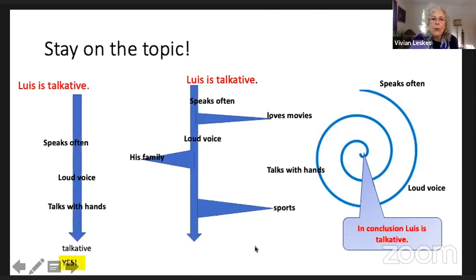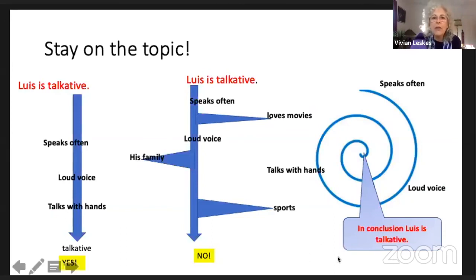If you organize your paragraph like this, you say in the topic sentence, he's talkative, he speaks often, and he loves the movies. He speaks in a loud voice, and his family is very important to him. These are not on the topic, and so this paragraph doesn't follow a straight line. So we would say, no, this is not a good organized paragraph in English.